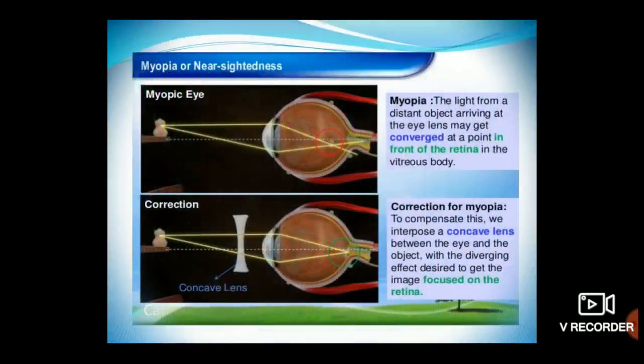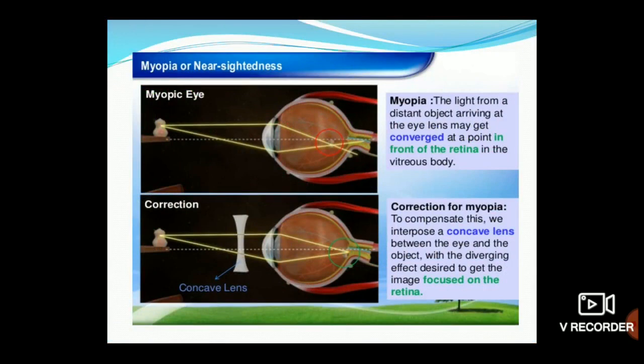The first one is myopia. The other name given for myopia is nearsightedness. It means a person can see near objects clearly and is not able to see distant objects clearly. In such an eye, the light rays from a distant object arriving at the eye lens get converged at a point in front of the retina. You can observe in the first diagram, the image is formed in front of the retina. So the person cannot see the distant objects.